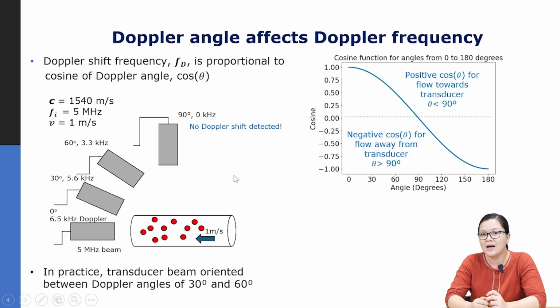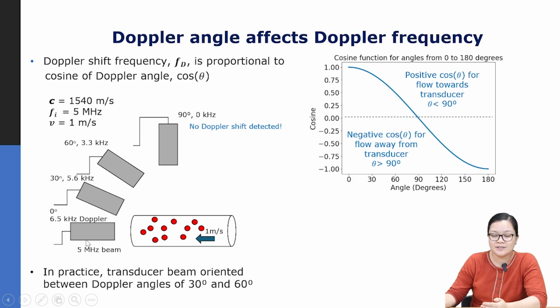We've also discussed how the Doppler angle can affect the Doppler frequency. We know that in that Doppler shift equation, the Doppler shift frequency is proportional to the cosine of this Doppler angle right here. When we looked at this scenario, the blood is moving from right to left at 1 meter per second, the speed of sound is 1540, and we're imaging at 5 megahertz, which is the frequency of your transmitted or incident beam.